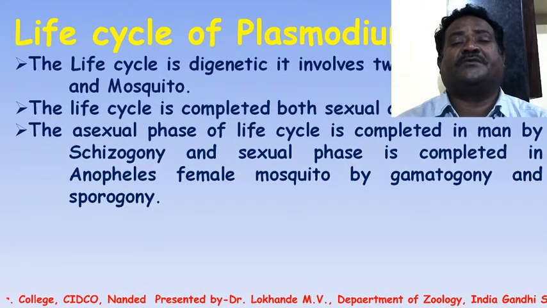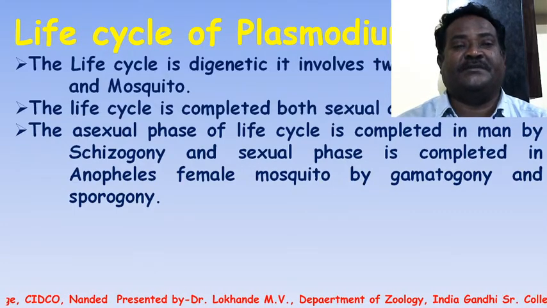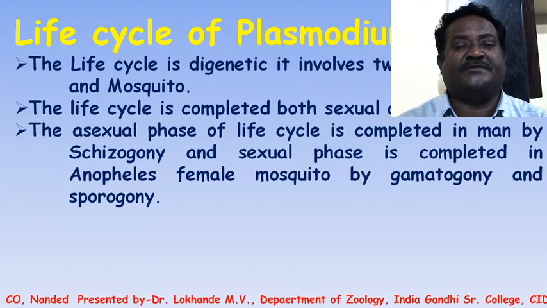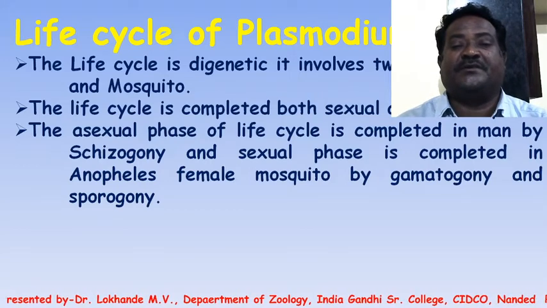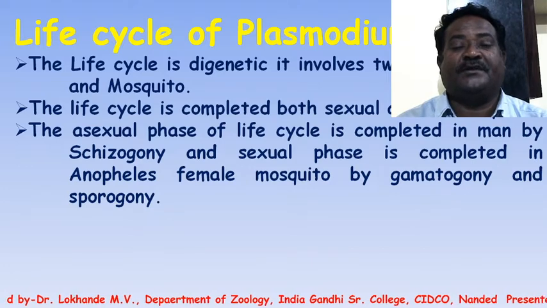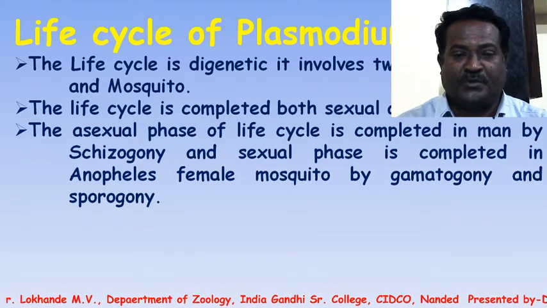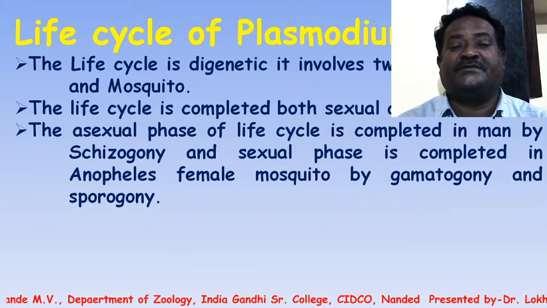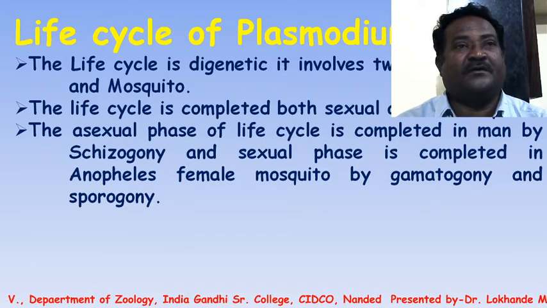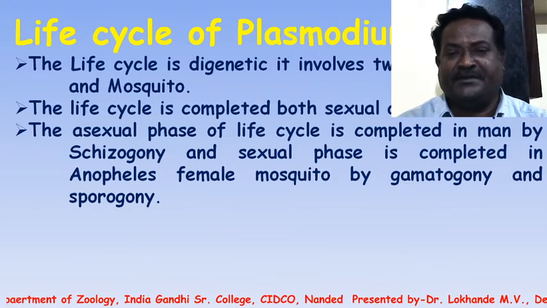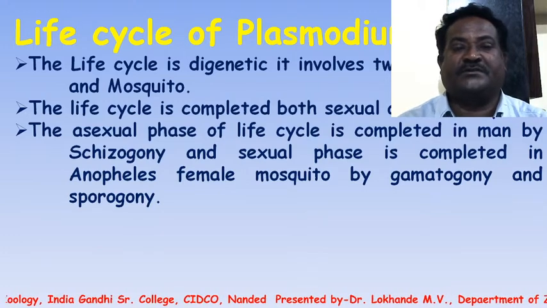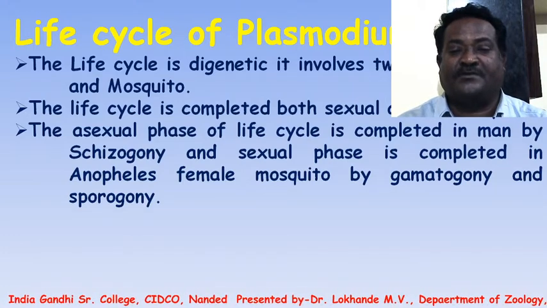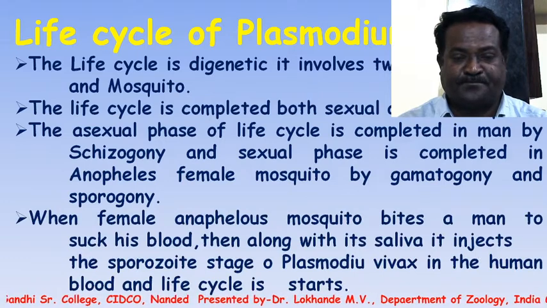The asexual phase of the life cycle is completed in man, and the sexual phase is completed in the female Anopheles mosquito. The sexual phase is completed with the help of gametogony and sporogony, and the asexual phase is completed with multiple fission or binary fission. These are the ways of reproduction that occur in the life cycle of Plasmodium vivax.